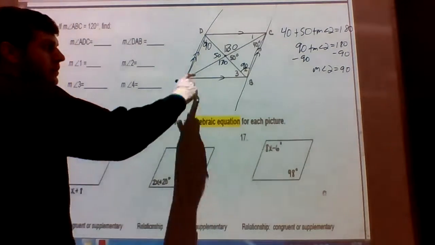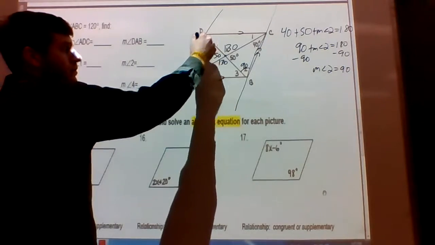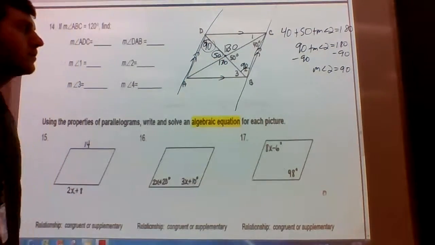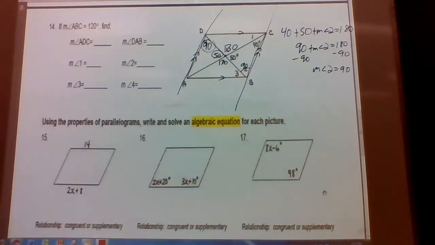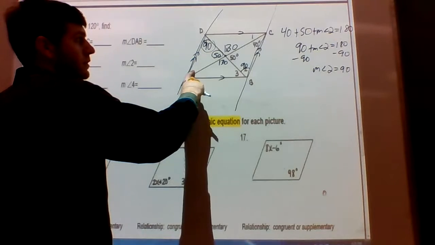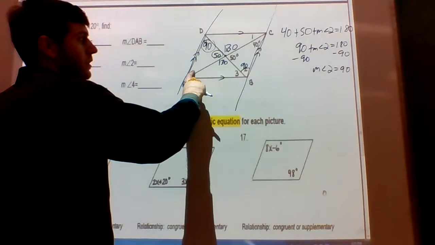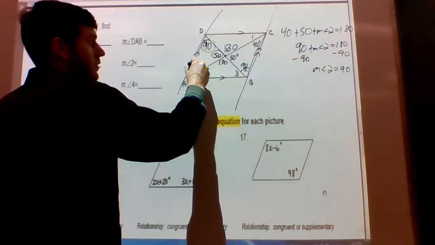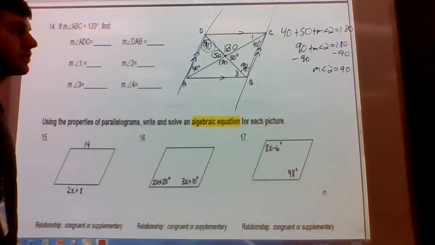All right, and then here, we now have two angles in the triangle. We can add those up, or we can do alternate interior. So we know that this one is going to be 40 degrees.